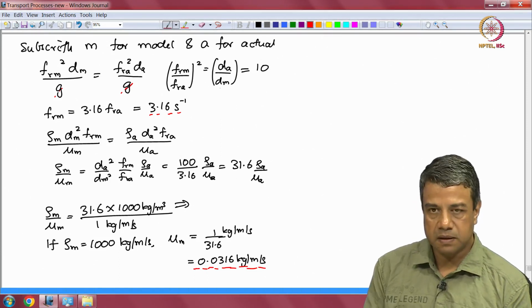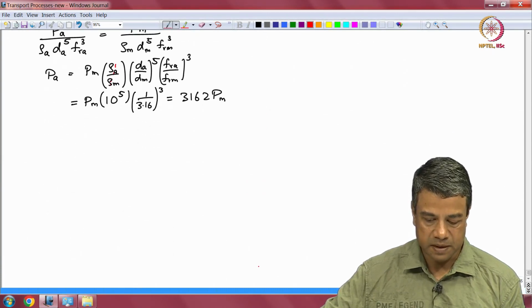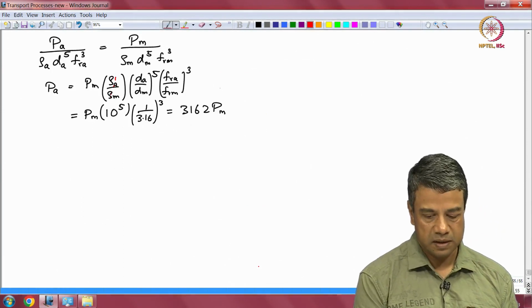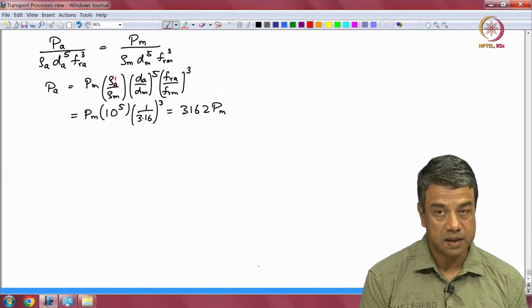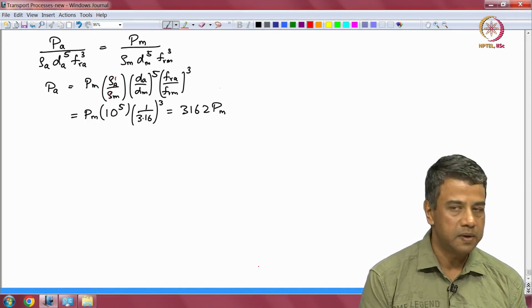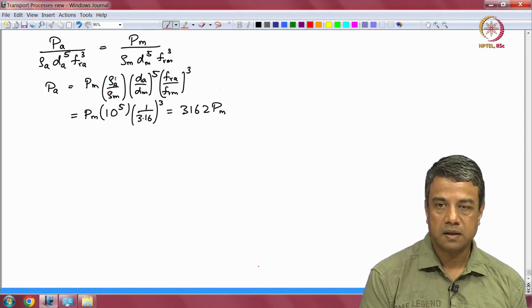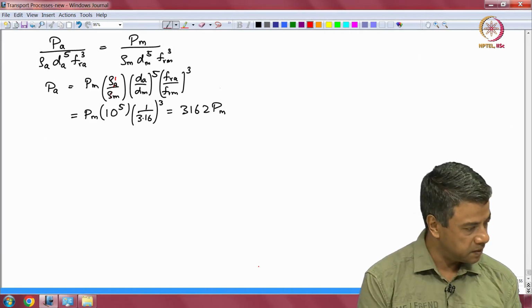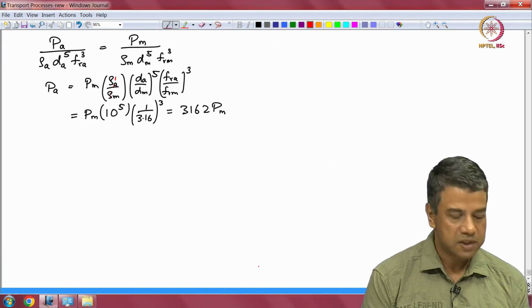And if we keep the Reynolds number and the Froude number the same, the power number has to be the same. On that basis we had estimated the power required. The power for the actual reactor is more than 3000 times the power required for the model reactor. So, if you make a measurement on the model reactor and get a certain power, for the actual reactor you have to design for a power that is more than 3000 times that. So, that showed you how to do scale up of a reactor.